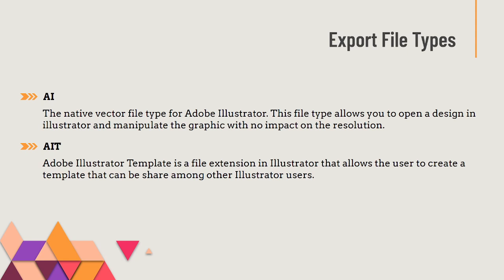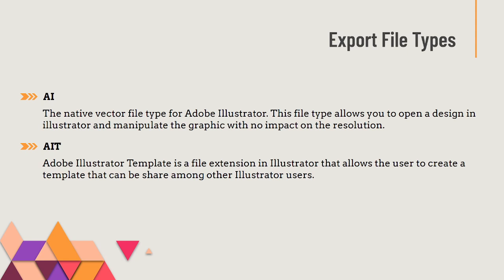So an AI file is the native vector file type for Adobe Illustrator. This file type allows you to open a design in Illustrator and manipulate the graphic with no impact on the resolution. So an AI file can only be used with Adobe Illustrator. As far as I am aware, as of the time of recording, there are not other programs that can open an AI file. They may be able to convert the AI file into an acceptable file format for that software, but it's not going to be able to open the AI file as it is as an AI.